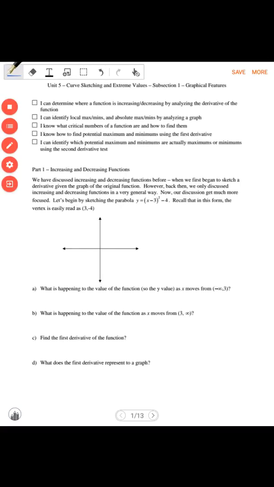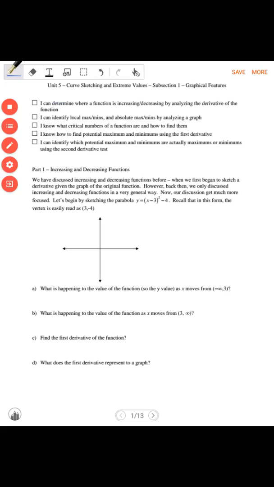Unit 5, Curve Sketching and Extreme Values, Subsection 1, Graphical Features. So in this unit, we're going to be doing a lot of things. It's highly graphical because, of course, we're sketching graphs. Finding zeros, max min points, the whole work. So the first little bit, let's go through the curriculum bullets or the I can statements.